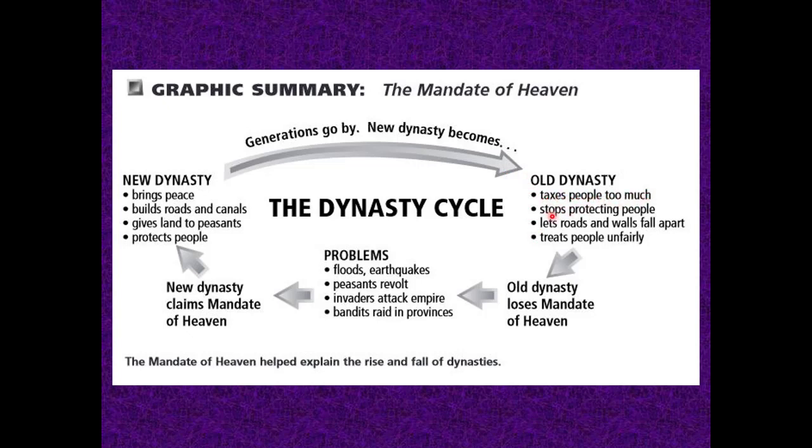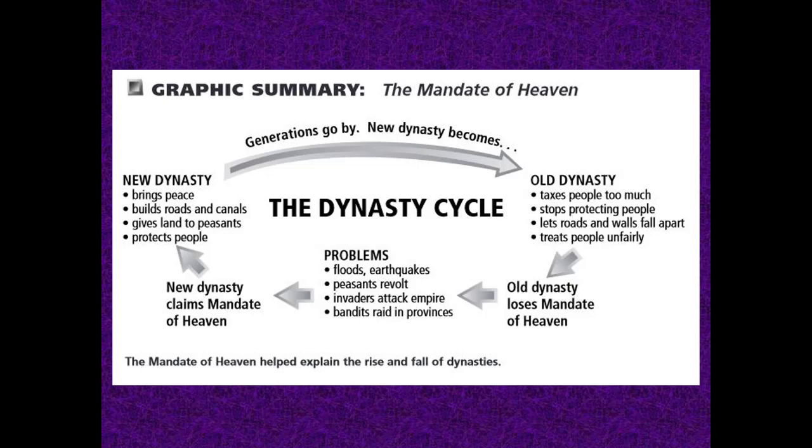The government stops protecting the people. Roads and walls are falling apart. People are being treated unfairly because of all the politics involved in this system. The old dynasty, therefore, loses what's called the mandate of heaven. The mandate of heaven, from a Chinese viewpoint, when we look at ancient China, the mandate of heaven can be translated in American English as basically being the will of the people.